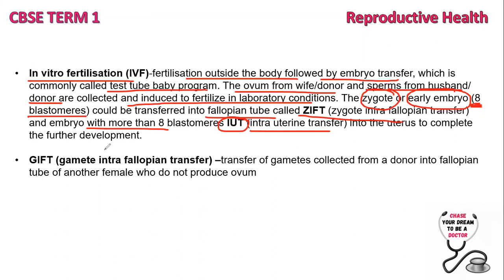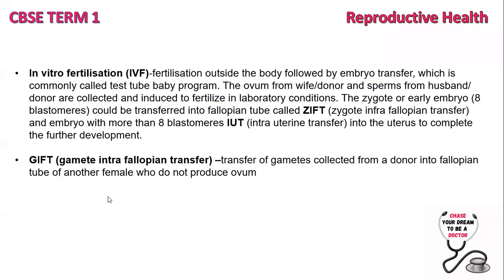Then you will have the gamete intrafallopian transfer method, GIFT. That is a transfer of gametes collected from the donor into the fallopian tube of another female who cannot produce an ovum, in order to give birth to their baby. Clear?